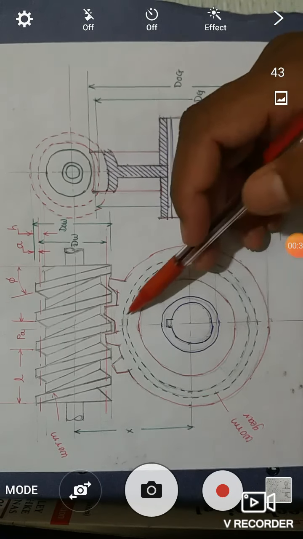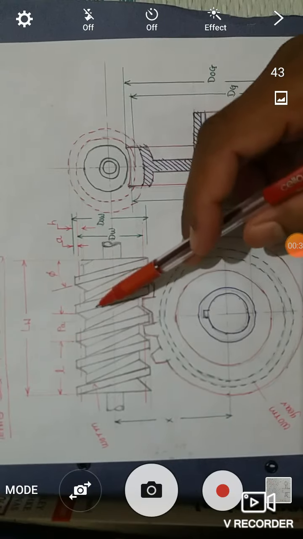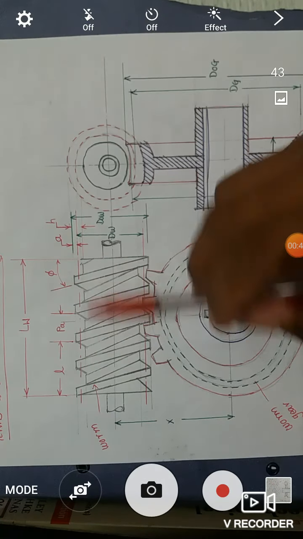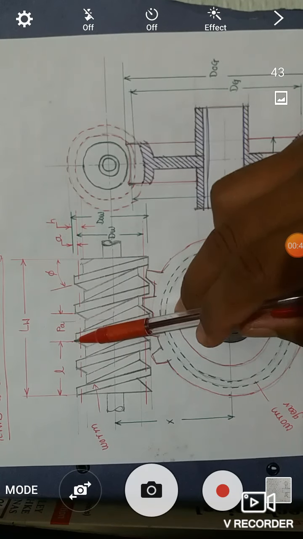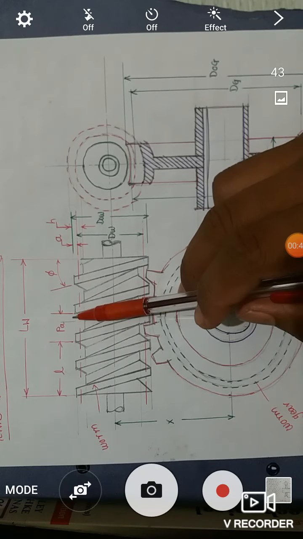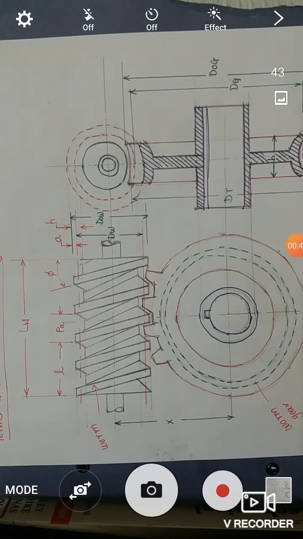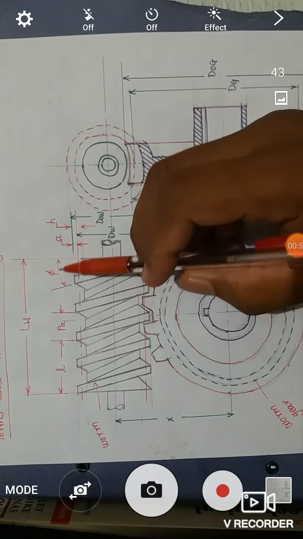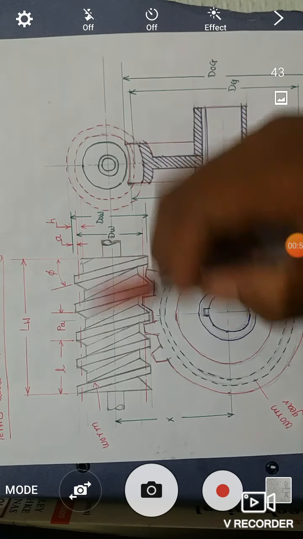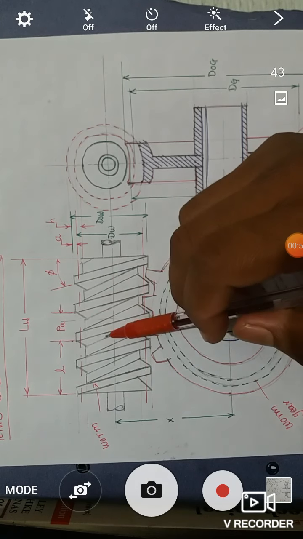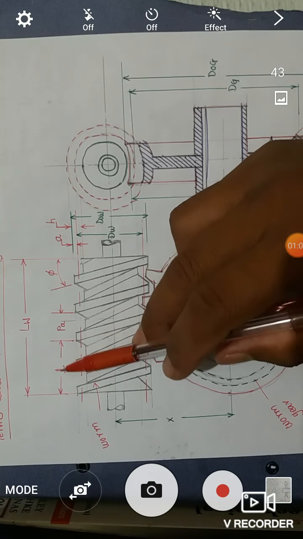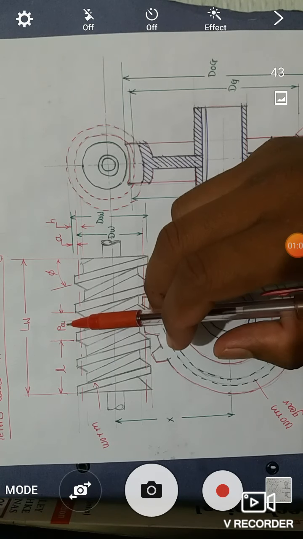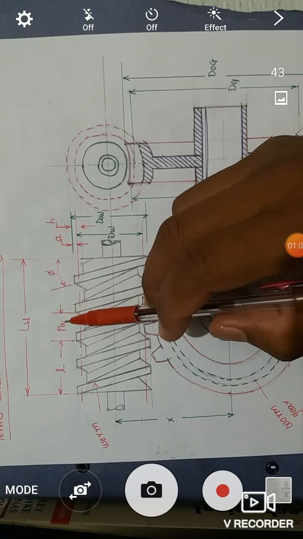If we see some symbols written in this diagram, this LW is nothing but length of the worm. This PA is the axial pitch distance, that is distance between two corresponding teeth, so from here to here. This phi becomes pressure angle. L is the lead. If we use single start thread, then L is equal to PA. If we use double start thread, then L is equal to 2 into PA. That is, lead is equal to number of start into PA.